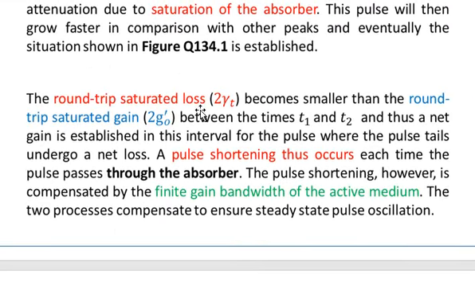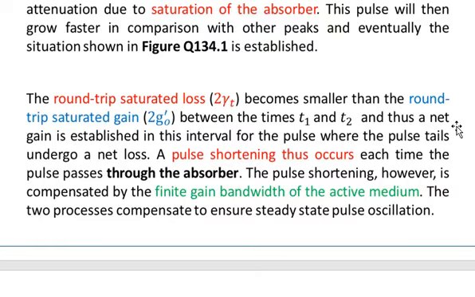The round trip saturated loss 2 gamma t becomes smaller than the round trip saturated gain, which is 2 g naught prime, between the times t1 and t2, and thus a net gain is established in this interval for the pulse, where the pulse tails undergo a net loss.